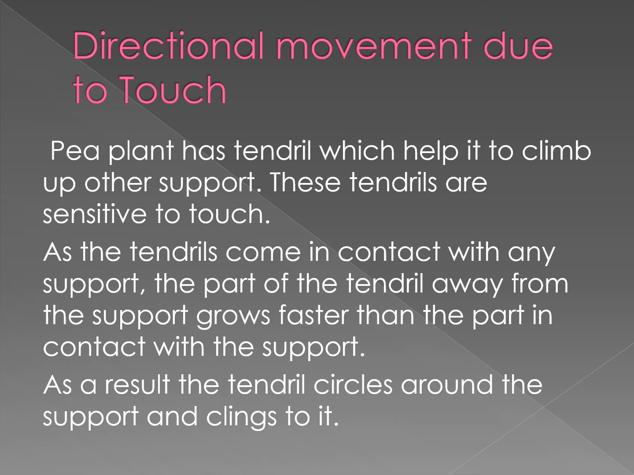These tendrils are very sensitive to touch. As the tendril comes in contact with a support, the part of the tendril which is away from the support grows faster, and the part which touches the support grows very slowly, or stops growing. As a result, the tendril circles around the support and clings to it. So this is another effect of the auxin.